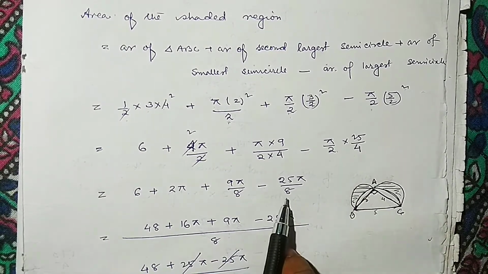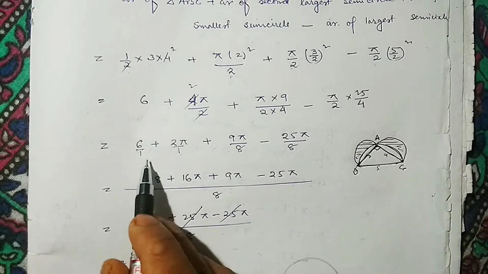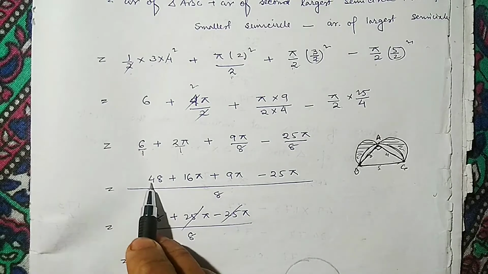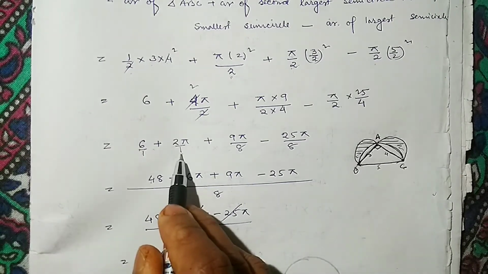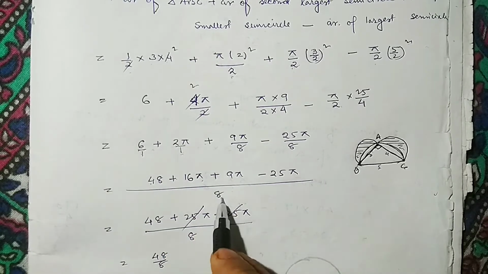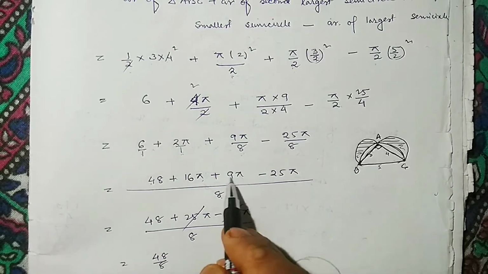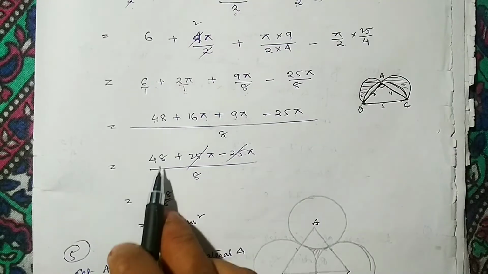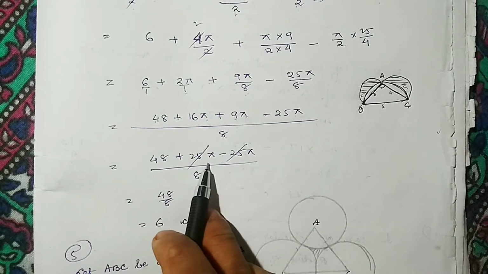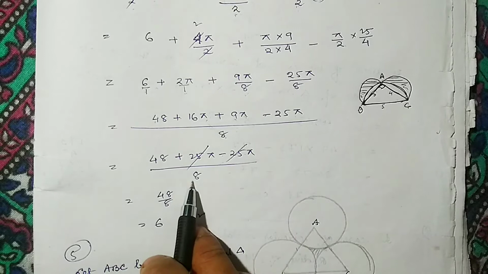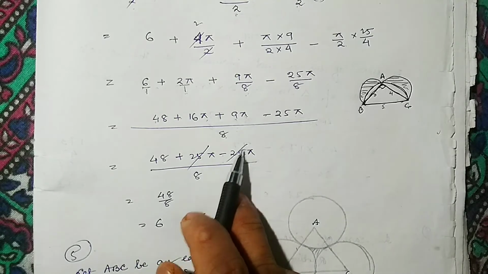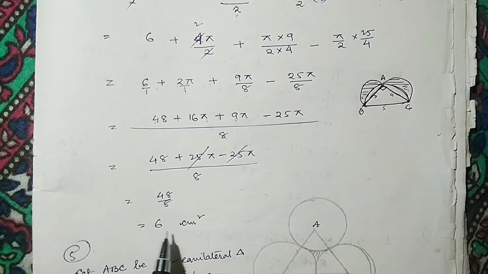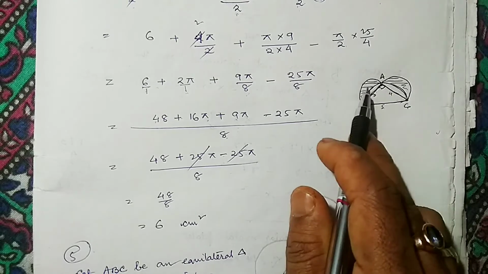If I take the LCM of 8, 8, here it is 1, here it is 1, so LCM will be 8. 8 divided by 1 is 8, 6 8s are 48, plus 8 divided by 1, 8, 8 2s are 16 pi, plus 8 divided by 8, 1, 1 into 9, 9 pi, minus 8 divided by 8, 1, 1 into 25, 25 pi. Now 48 plus 16 plus 9, that is 25 pi, minus 25 pi, all divided by 8. This 25 pi and 25 pi can be cancelled. So we are left with 48 by 8, and 48 by 8 is 6. So 6 centimeter square is the area of the shaded region.